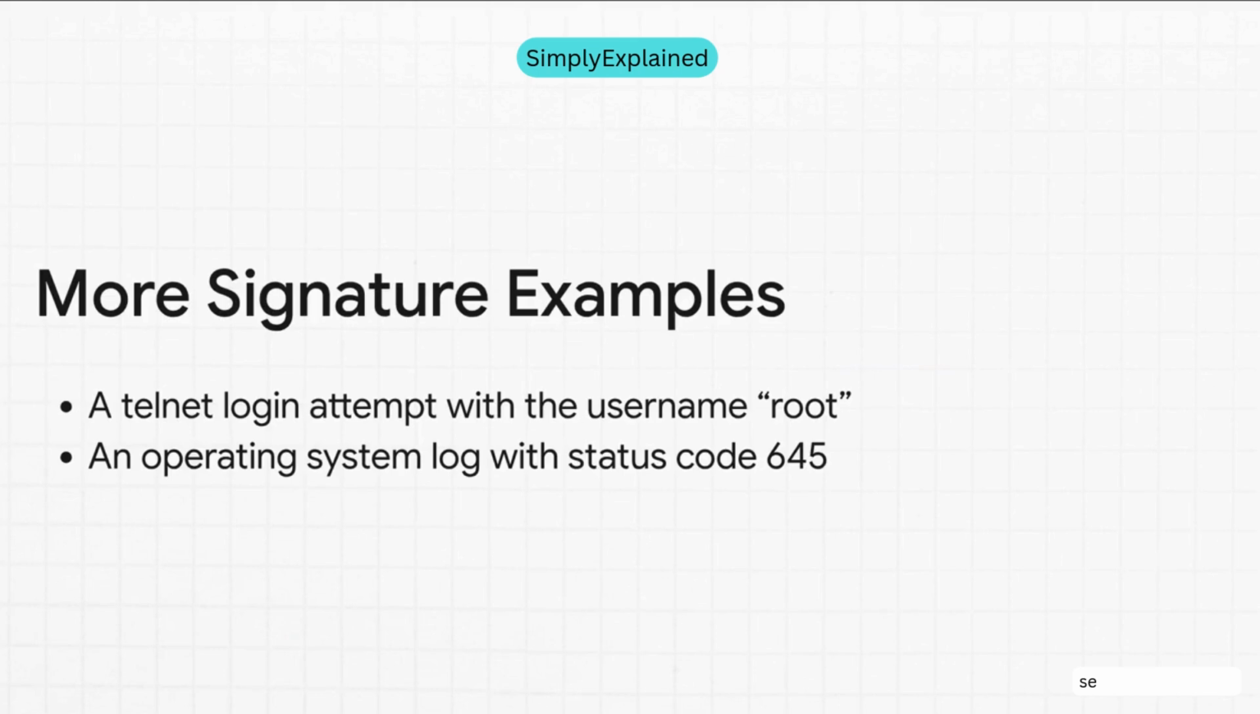But don't think signatures are just for emails, not by a long shot. A signature could be looking for a network login attempt with the username root, which is often a big no-no. Or it could be a really specific error code in a log file, like status code 645, which can mean something sneaky is happening. At the end of the day, pretty much any digital pattern that consistently spells trouble can be turned into a signature.